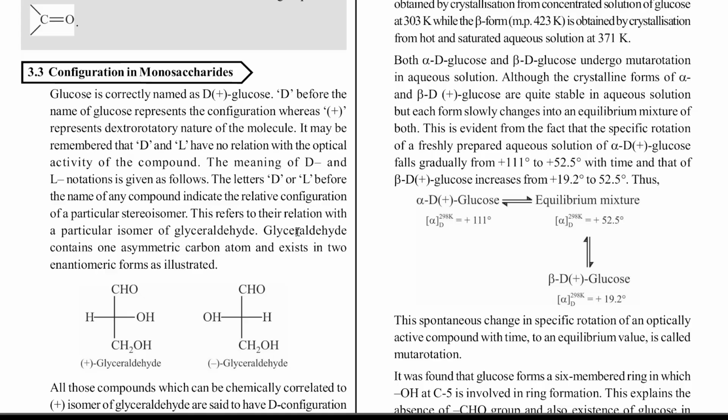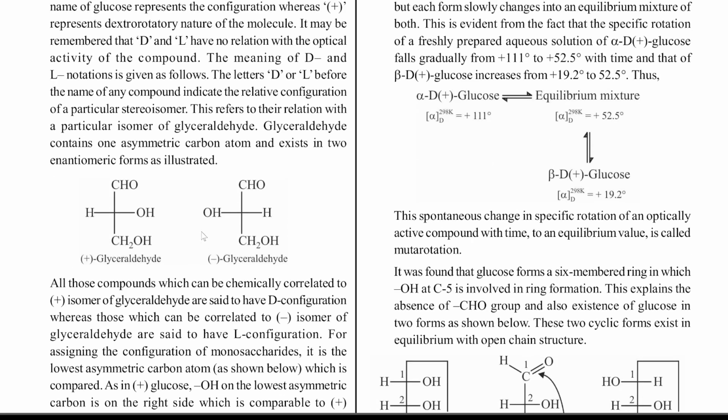Glyceraldehyde contains one asymmetric carbon atom and exists in two isomeric forms. As you can see here, glyceraldehyde has an aldehyde, hydrogen, alcohol and CH2OH group attached to it. If the OH group is on the right hand side, it is positive, and if the OH group is on the left hand side, it is taken as negative.